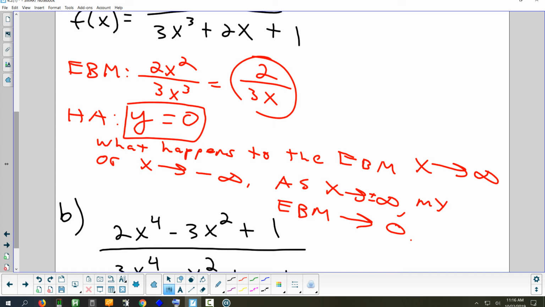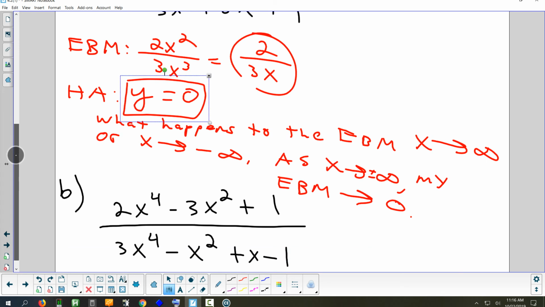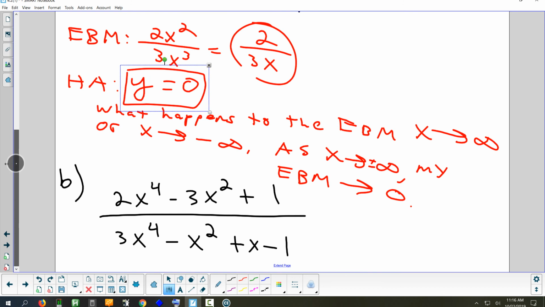Okay. Any question on how we got the EBM or the horizontal asymptote? How do you tell the difference just looking at one of whether it's going to be vertical or horizontal? We haven't talked about the vertical yet, but it's the zeros of the denominator. So that involves having to factor the denominator, which can be kind of a pain in a problem like that. So we wouldn't be doing vertical asymptotes on this problem. But I'll show you when we get to it.